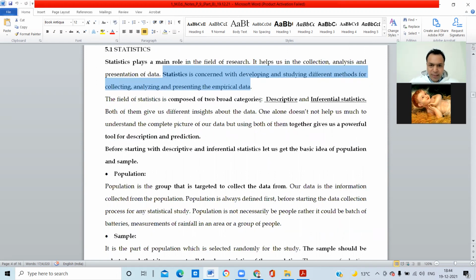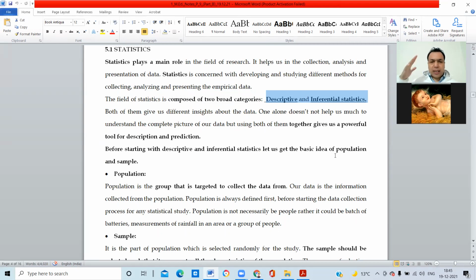Here we have to discuss that there are two types of statistics: one is descriptive statistics and one is inferential statistics. What is the difference between them? Descriptive statistics talks about describing the data. Descriptive statistics describes the data in the form of tables, graphs, charts, pie charts, right?